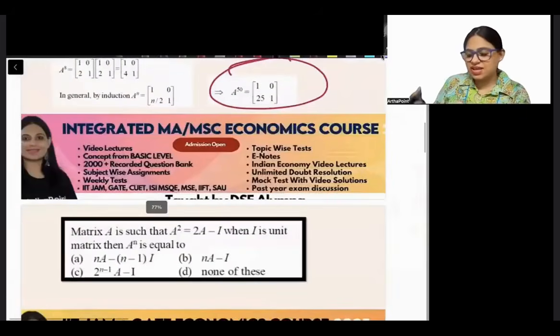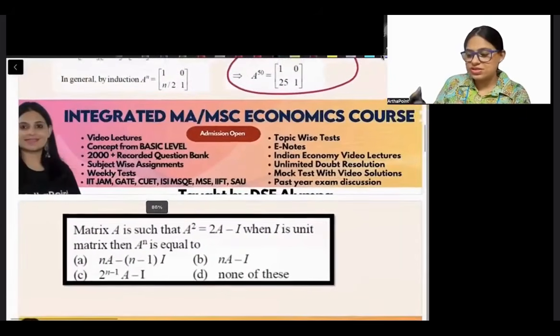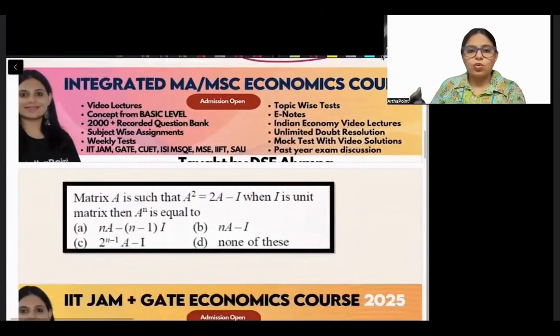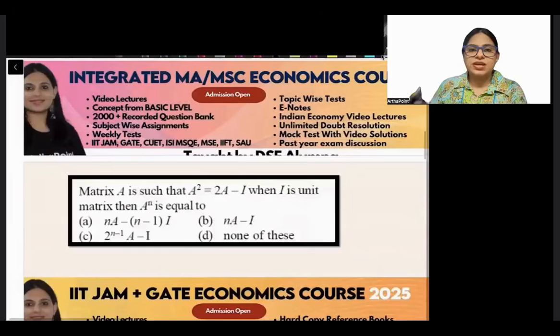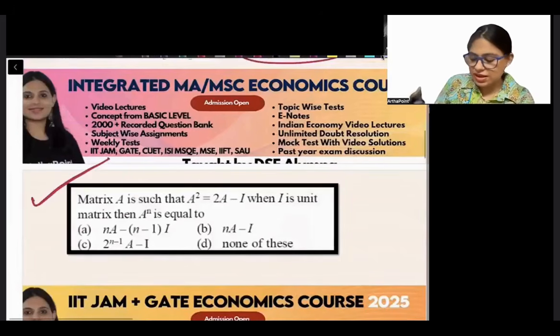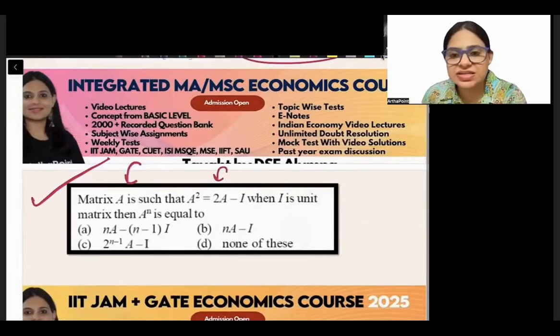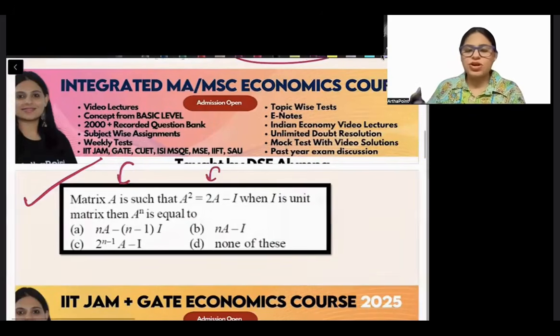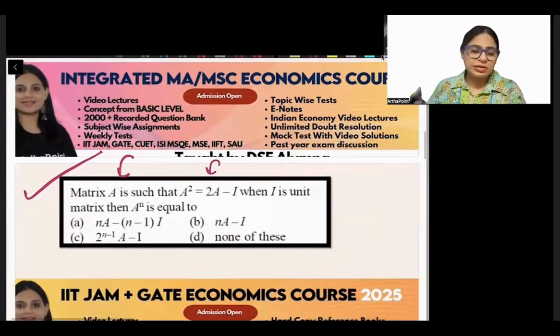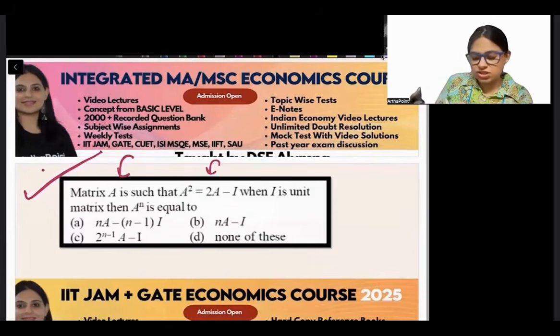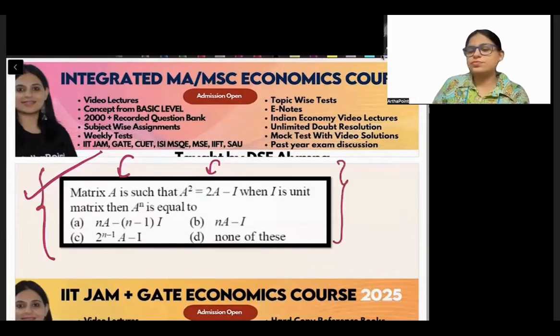All right, the second question on your screen. Now, try to do this question. It says you are given a matrix A such that A square is equal to 2A minus I, I is unit matrix. A to the power n will be. Try to do this question. Tell me which of the option is correct. Post it in the chat window.